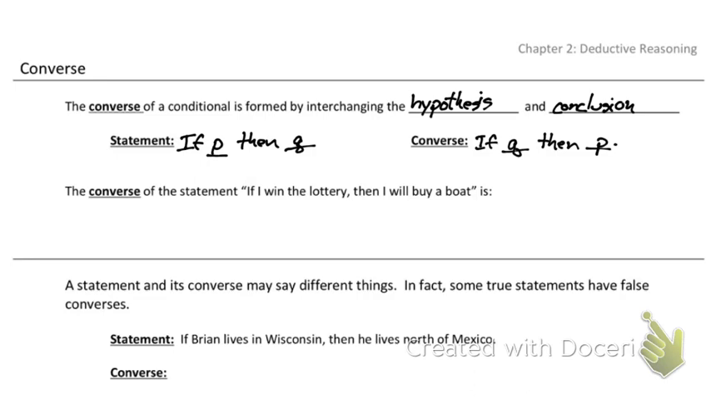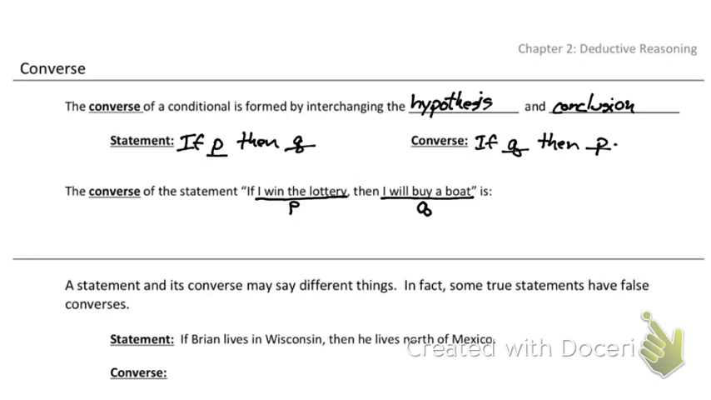All right, so in our next one, we have a statement. It says, if I win the lottery, then I will buy a boat. Now our hypothesis is right here. That's our P. Our Q is, I will buy a boat. To write the converse, you just have to flip those two statements.